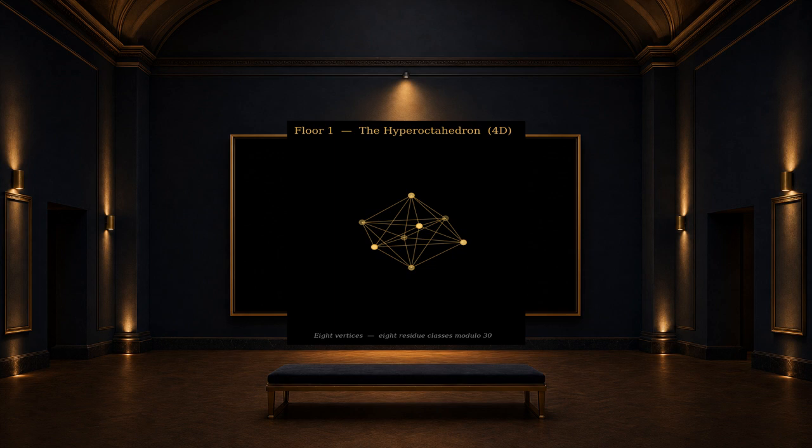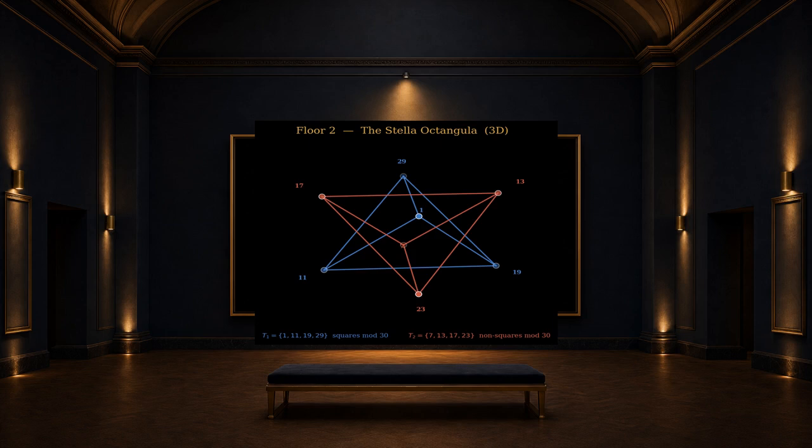Please walk with me up to the top floor. This is floor 1, the hyperoctahedron, a 4-dimensional body with 8 vertices. The 8 vertices are the 8 numbers between 1 and 30 that share no factor with 30. 1, 7, 11, 13, 17, 19, 23, and 29. These 8 classes are where every prime above 5 must live. You cannot see 4 dimensions, so the body has to be drawn through its shadows. Look at the wall. The shadow is the body on the floor below.